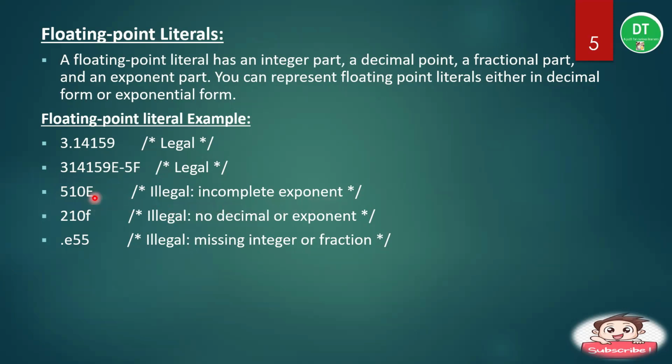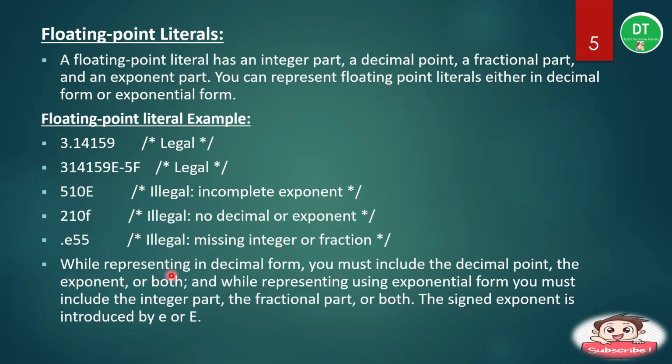510E is not legal, because it is an incomplete exponent form. 210f is not legal, because no decimal or exponent is present. E55 is also illegal because it is missing an integer or fraction. While representing in decimal form, you must include the decimal point, the exponent, or both. And while representing using exponential form, you must include the integer part, the fractional part, or both. The signed exponent is introduced by e or E, small e or capital.